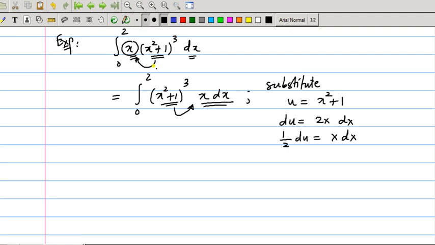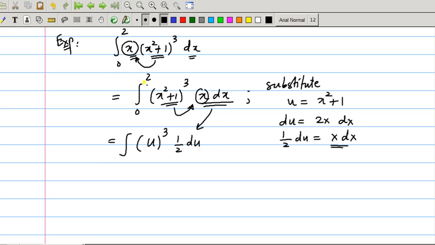But if x is missing, then we have an issue. If this x is not there, then we have an issue. Okay? So anyway, now I can replace: this becomes u to the power 3 because x square plus 1 is u, and x dx becomes half du.